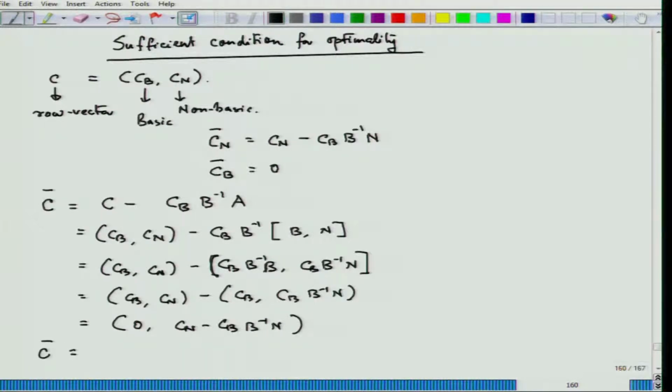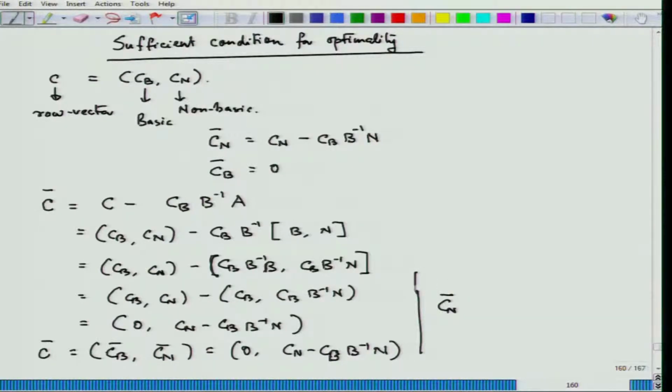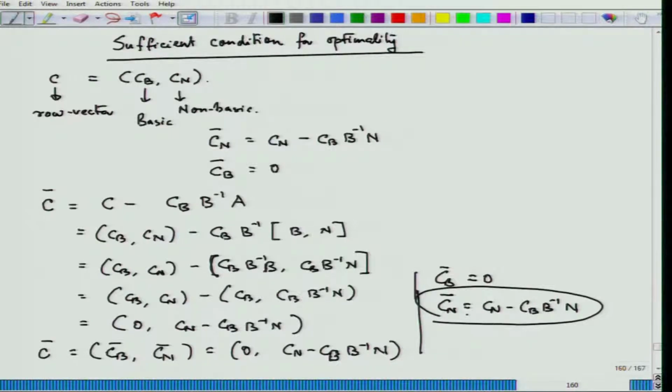So, C bar if I write as CB bar and Cn bar, which is equal to 0, Cn minus CB B inverse n. So, we will immediately know that Cb bar is 0 and Cn bar is Cn minus Cb B inverse n. So, it is the reduced cost coefficient associated with the non-basic part which gains more importance in telling you whether the current BFS is optimal or not.